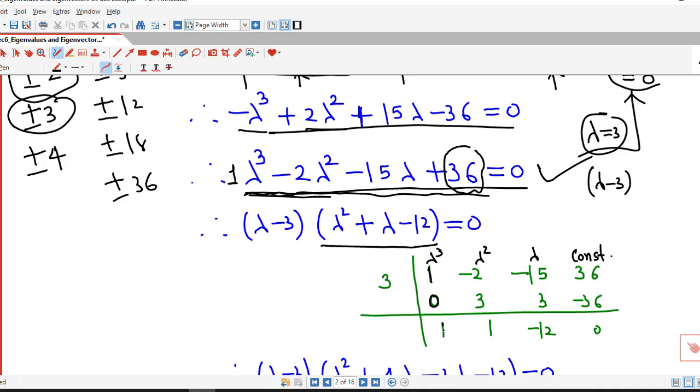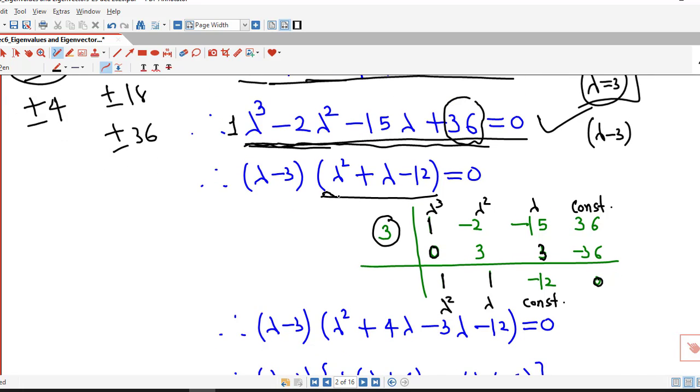Then we add these two, so 1 plus 0 is 1, which we multiply with 3. So 1 into 3 is 3, which we put here. Then we add these two, minus 2 plus 3, which is 1. 1 is multiplied with 3, so we obtain 3, that we write here. And minus 15 plus 3 is minus 12. Minus 12 into 3 is minus 36, so here we obtain 0. So this is the coefficient of lambda square, this is lambda, and this is the constant term. So the other factor is lambda square plus lambda minus 12 equal to 0.